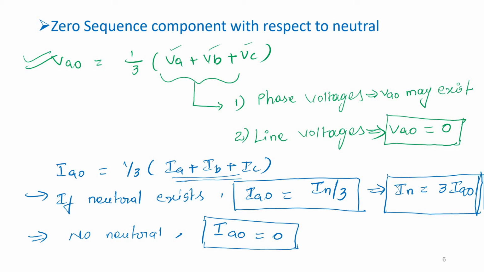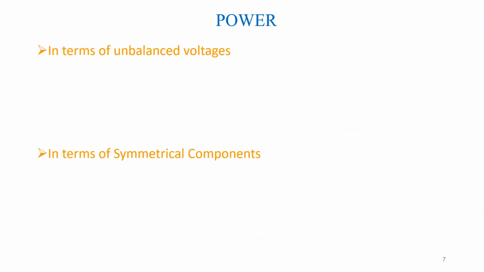So these are the tips to simplify the problem. They will often ask questions simply to consume your time. If you know the concept, there is no need to go for the substitution. You can directly conclude that the zero sequence component under these conditions will be 0. Now power.